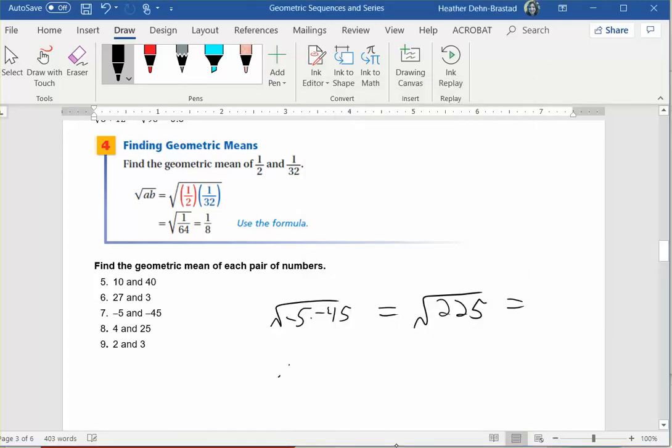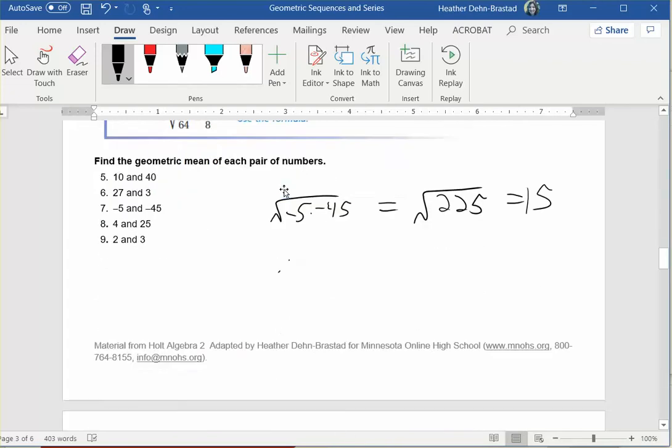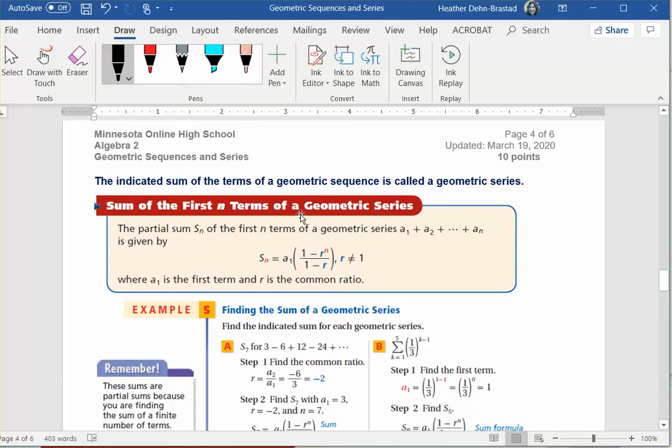is, it's 15. So sometimes you'll get a nice integer answer, and sometimes you'll get a decimal. All right, and now we are going to find geometric series, the sum of the first so many parts of a geometric series.